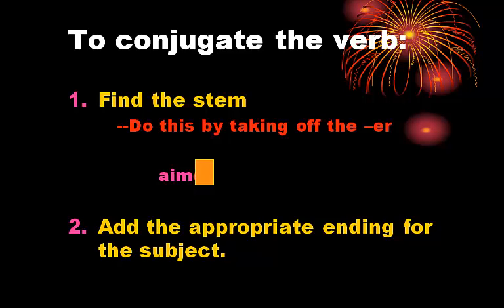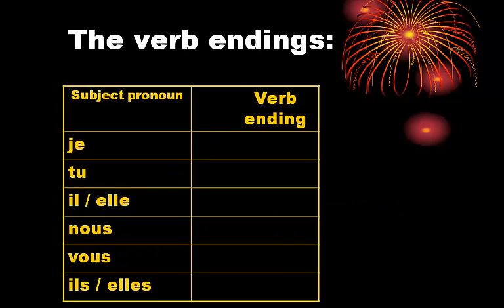When we use that verb in a sentence, we'll find the stem, and then our second step is to add the appropriate ending for the subject. Just like with the verb avoir, there was a different spelling that went along with each of the different subjects. The same thing happens with regular ER verbs. However, the stem will be common with each of the subjects. We just have a different ending that we add to that stem. So let's use this chart to help us to learn the endings.